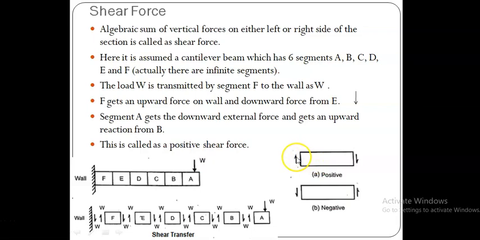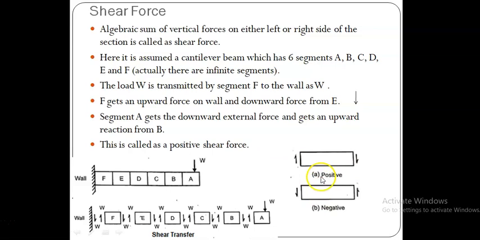Likewise, when these two shear forces are opposite in nature, when the left side has a downward shear force and the right side has an upward shear force, it is called negative shear. So a shear which acts upward on its left side and downward on its right side is subjected to positive shear.